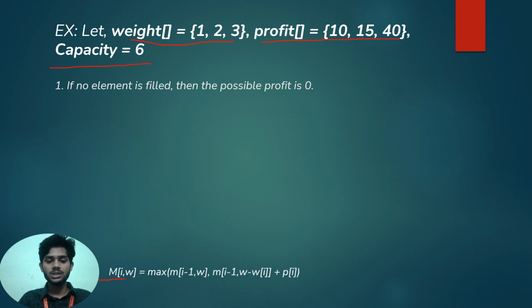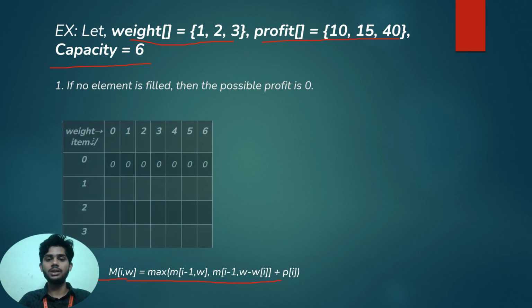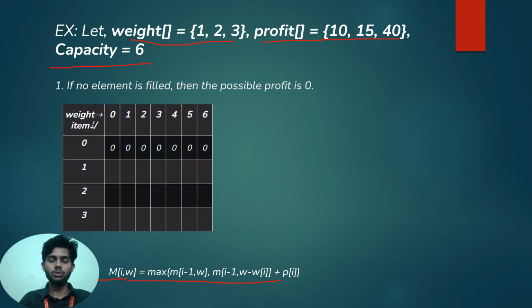The formula is m[i, w] = max(m[i-1, w], m[i-1, w - w_i] + p_i). If no element is filled, then the possible profit is 0. If no element is filled in the bag, the bag will be empty, so 0 0 0 0 0.